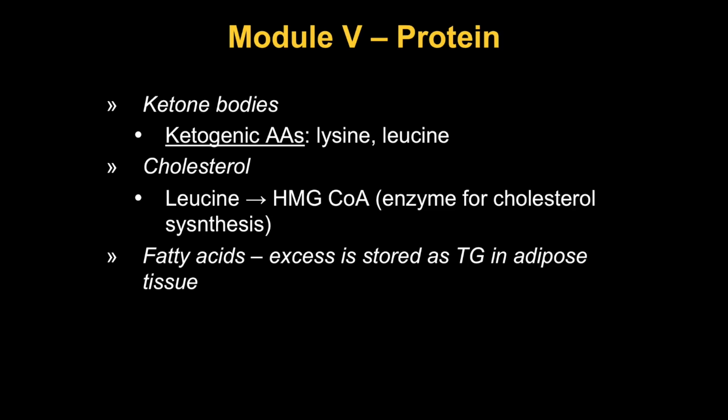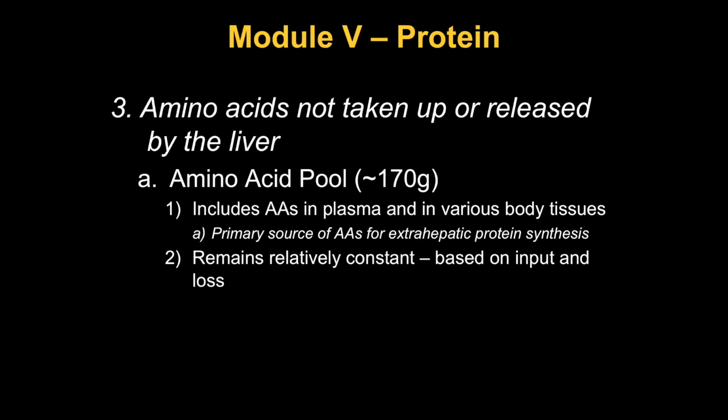Any amino acids that are not taken up or released by the liver into the bloodstream actually form what we call an amino acid pool. And this is a very, very small pool, only about 170 grams of this. And mainly like the liver, a little bit in the blood, and some in muscle tissues is where you're going to find this amino acid pool. But it's found in a variety of tissues in the body. So it's going to be the primary source of amino acids for extrahepatic protein synthesis. So when you talk about protein synthesis, those amino acids are being drawn from this amino acid pool.